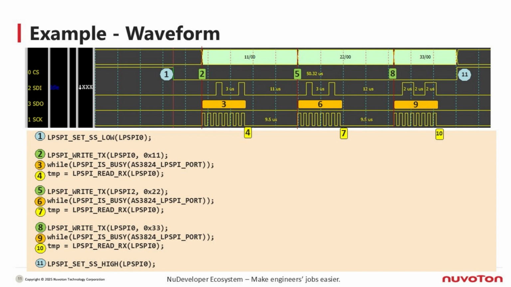Steps 5 to 7 and 8 to 10 repeat the same process for the next bytes, which are 0x22 and 0x33, reading back their corresponding received values. Step 11. Pull SS high. This marks the end of the SPI transfer sequence.